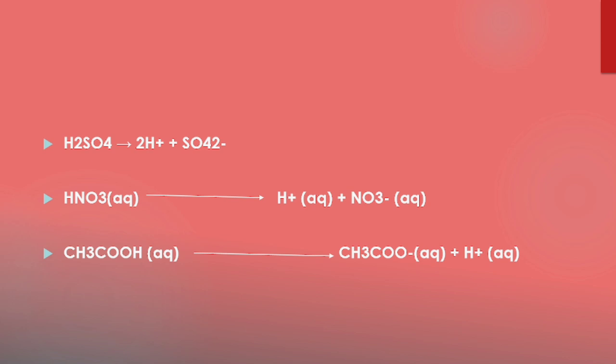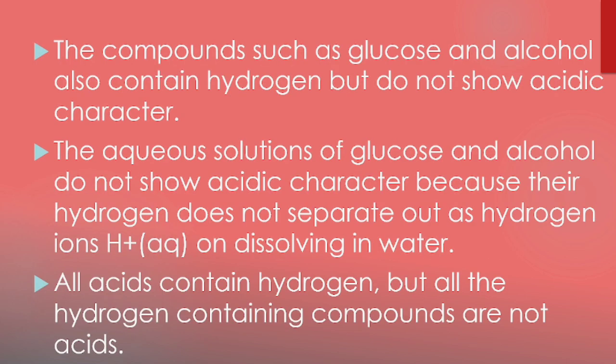Sulfuric acid, H2SO4. It will dissociate to form hydrogen ions and sulfate ions, 2H plus and SO4 2 minus. It's not 42. The font is written like SO4, sulfate, and 2 minus is its charge. Then nitric acid, aqueous: H plus aqueous and NO3 minus aqueous. The same way CH3COOH will become CH3COO minus and H plus aqueous. What is CH3COOH? It is acetic acid. We will learn about it in the 4th chapter.